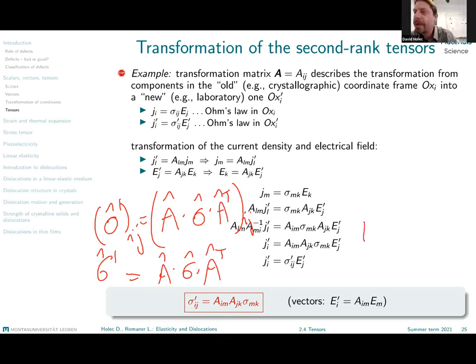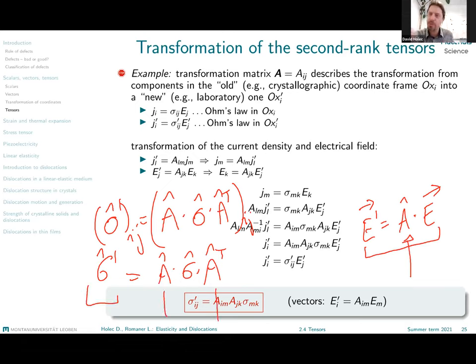Whereas for the vectors, we had in vectorial form E prime equals A times E. Of course, this is a vector, right? So that means while for the vectors we needed one transformation matrix because it was a first rank tensor, for the conductivity, which is a second rank tensor, we need two matrices. And the multiplication here goes in a very special order: the conductivity tensor is surrounded by the transformation matrices. One of them is the transformation matrix, the other one is the transposed transformation matrix.